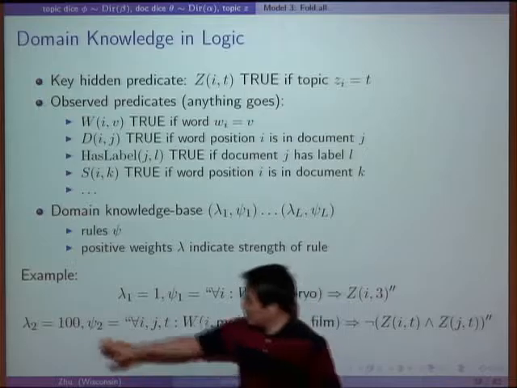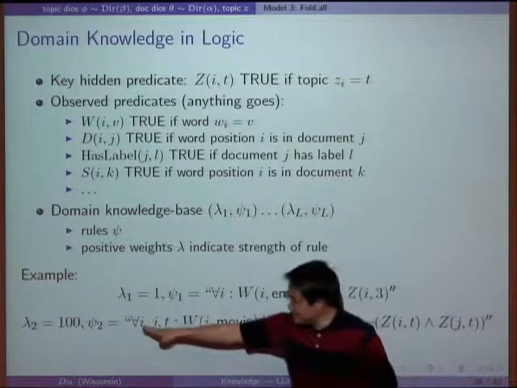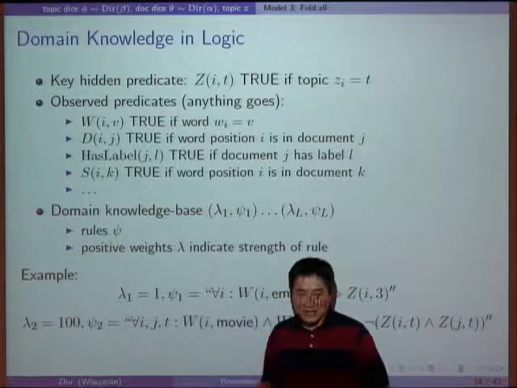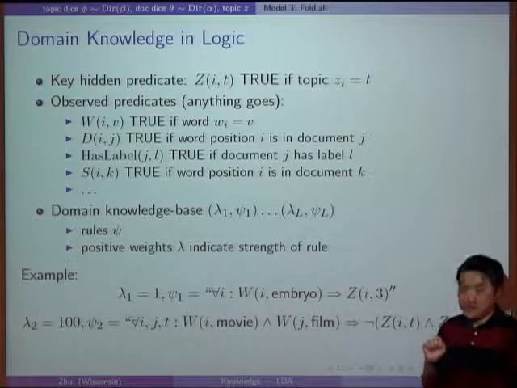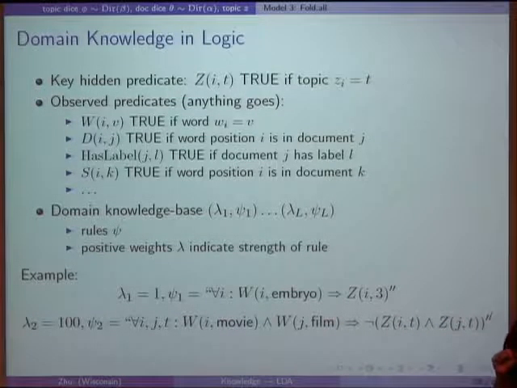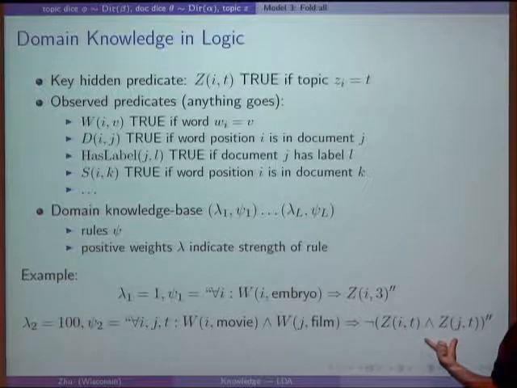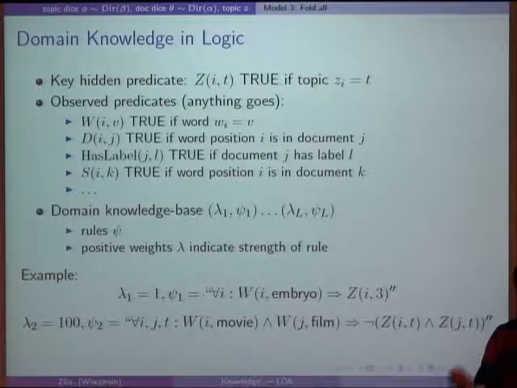The second one has weight 100, so that's a very strong rule. You cannot violate it. And it has a whole bunch of universal quantifications. For all position I, position J, for all topic T, if the ith word is movie and the jth word is film, let's not put these two words in the same topic. So they cannot be in the same topic T. This is exactly the cannot-link, but expressed in logic form. So we put a cannot-link between the words movie and film. These two words need to go to different topics.